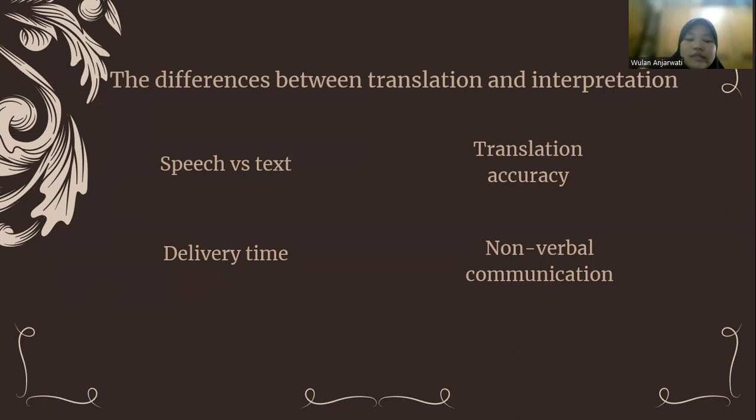Then there is translation accuracy. For both processes, accuracy is critical, but interpreting requires slightly lower precision. Interpreters aim for perfection, but in practice, they have to make quick decisions, and interpreters often paraphrase or leave out parts of the speech. Translators, on the other hand, can use the time to hunt for precise words and synonyms.